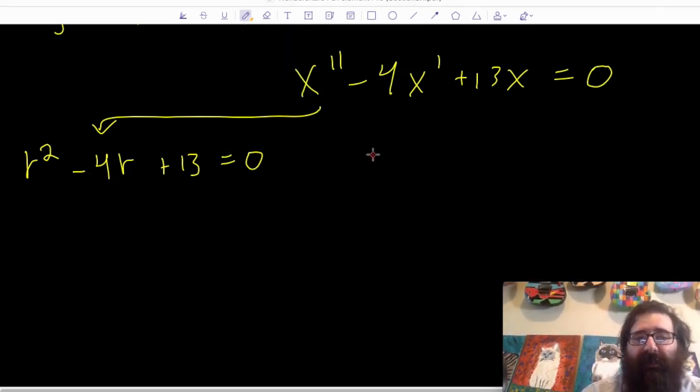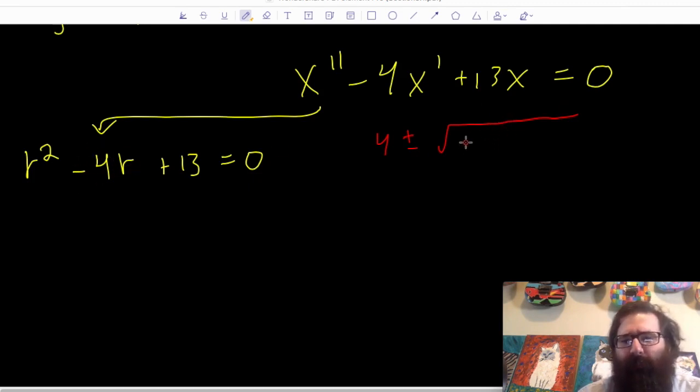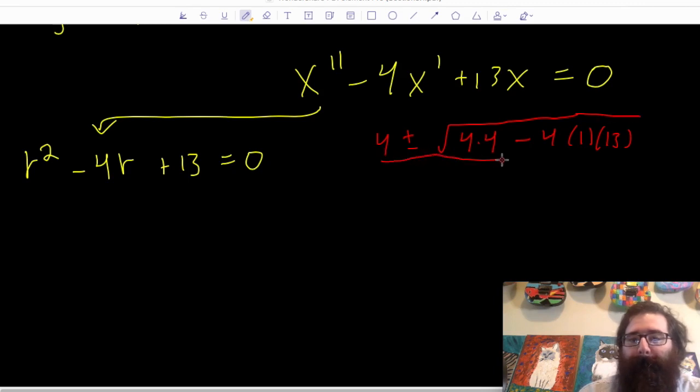And we have b is negative 4, so negative b is positive 4, plus or minus the square root of, I want negative 4 squared, so b squared. Think of negative 4 squared like being 4 times 4. It is 16, but let me write it like this. And then minus 4 times a times c, so that's 4 times 1 times 13. And then all divided by 2 times 1.